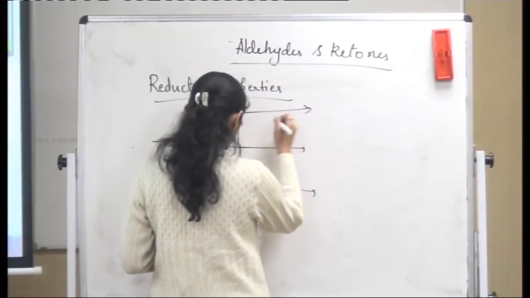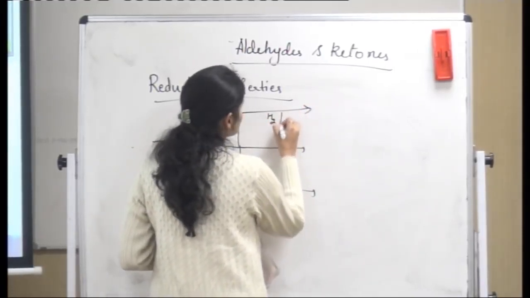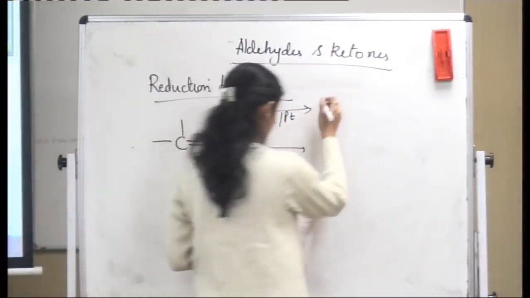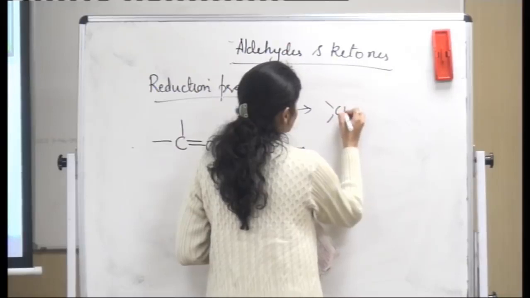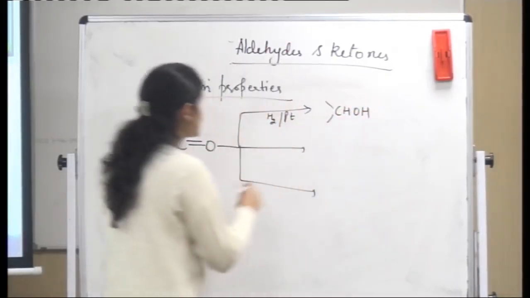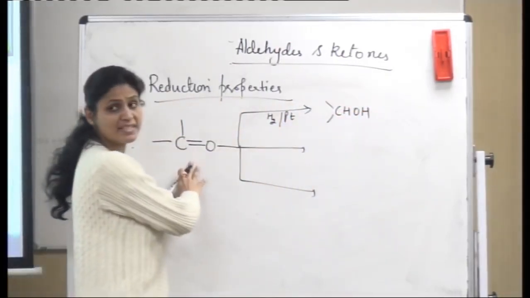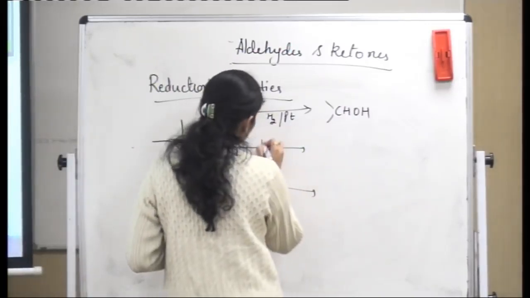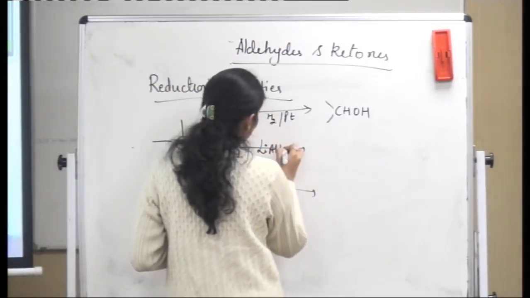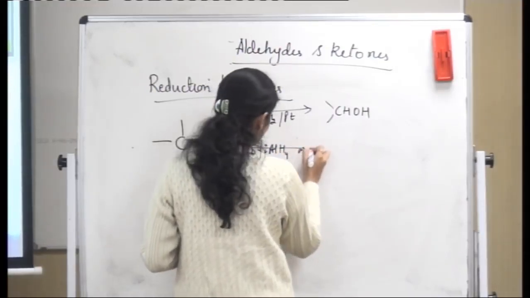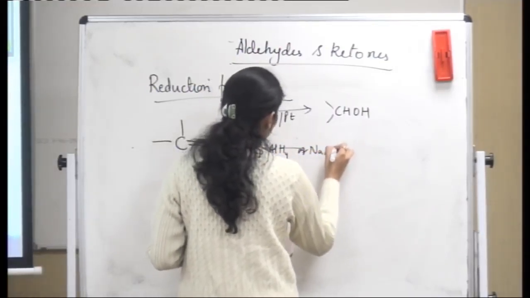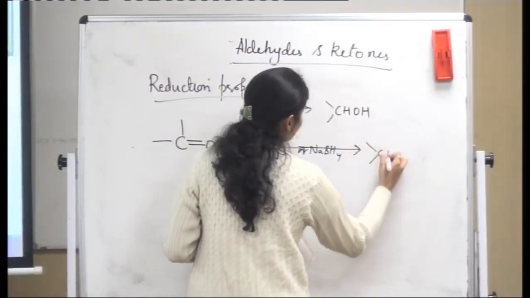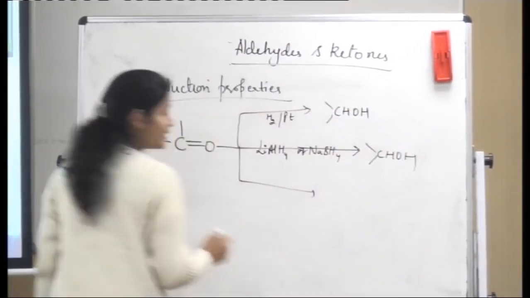The first possible way is using hydrogen on platinum surface. What should be the reduction product? It is CHOH. That means the carbonyl group is getting reduced to alcohol. The second is using lithium aluminium hydride or sodium borohydride, which again gives alcohol, right?